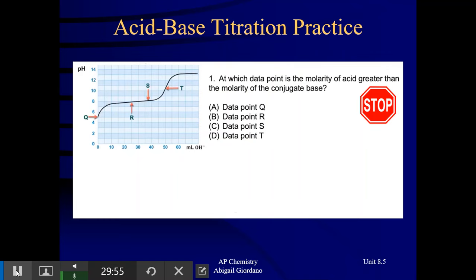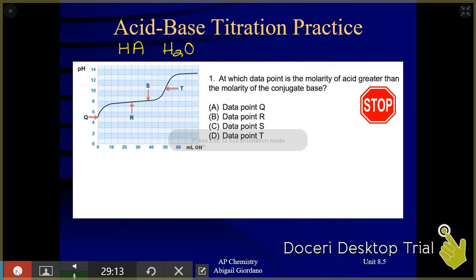All right, so let's start with data point Q, where no base has been added yet. That means all I have is weak acid and water. So I'm going to write at data point Q, the only reaction that's taking place is what we would call a Wommack's problem. Okay, so that's the reaction that is occurring at data point Q.